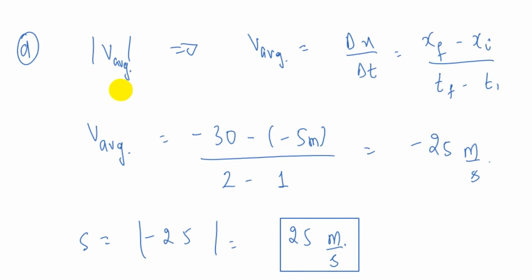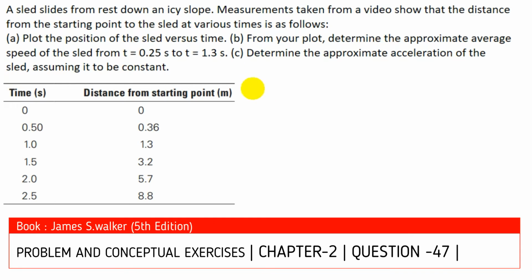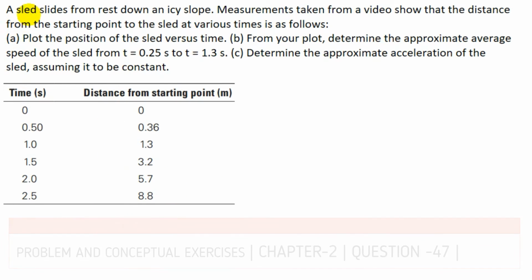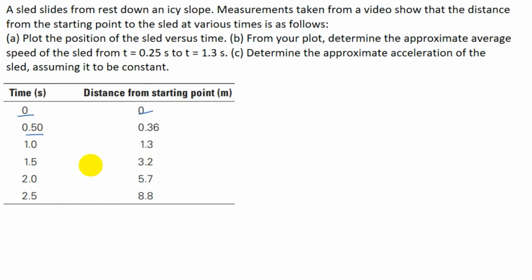Otherwise we'll not be able to write this. Now here in this question, we are given this table, and this table shows the data for the sled that slides from rest down an icy slope. At time t equals 0, the position of the sled is 0, at time t equals 0.5, the position is 0.36, and so on.